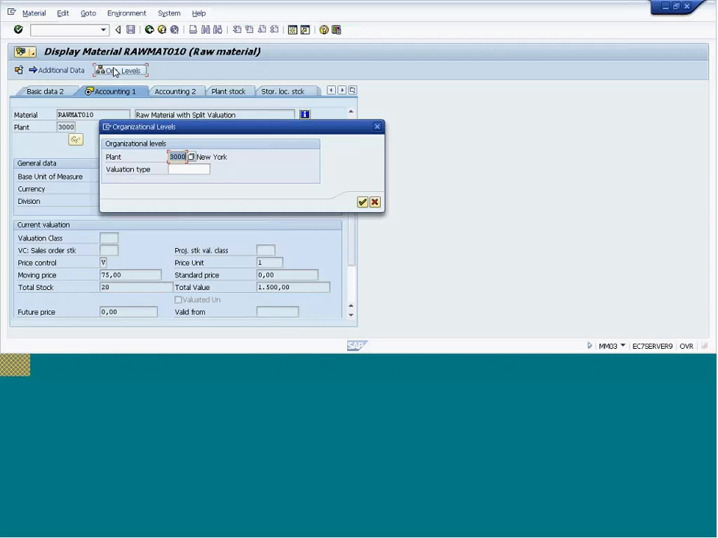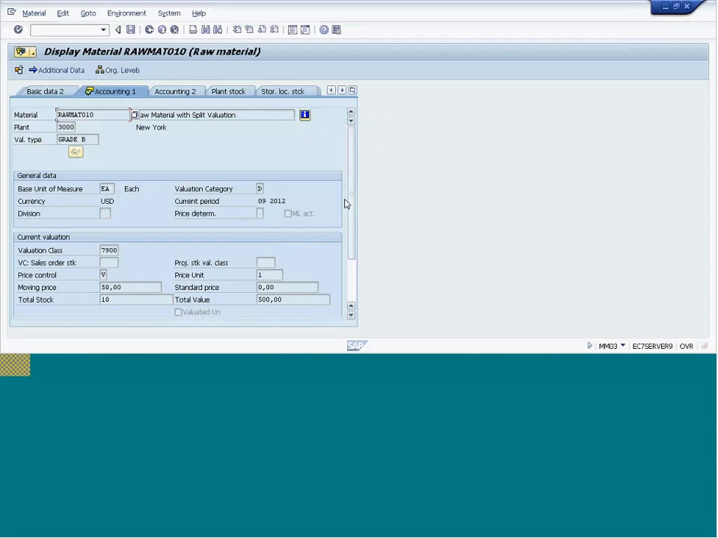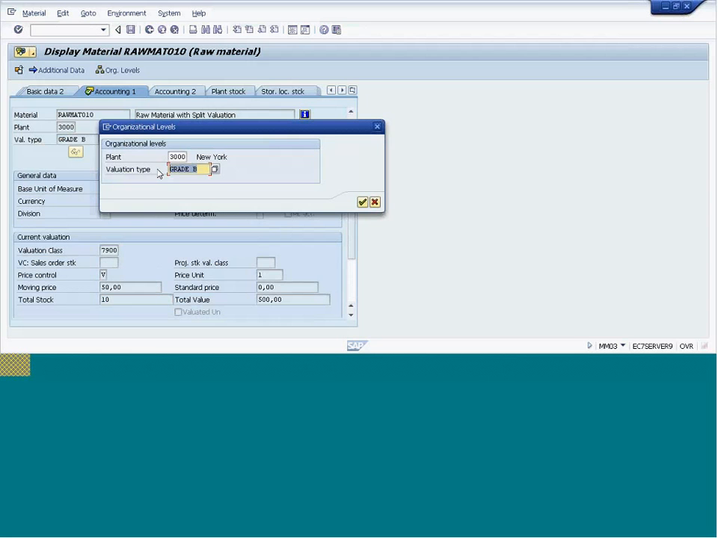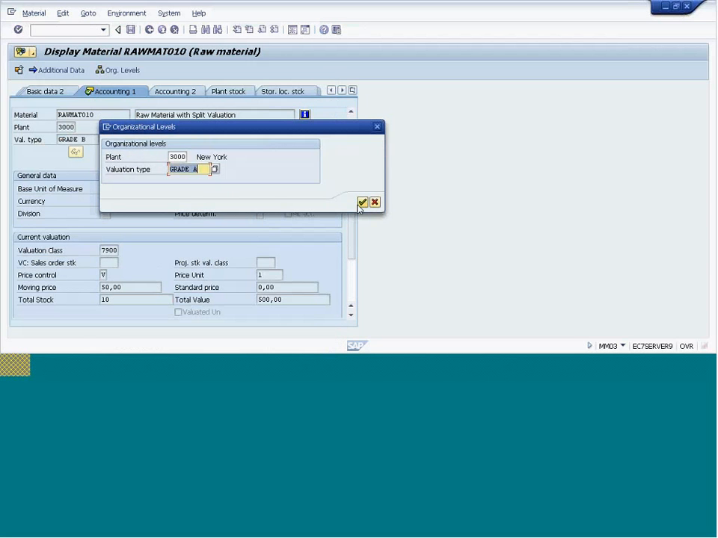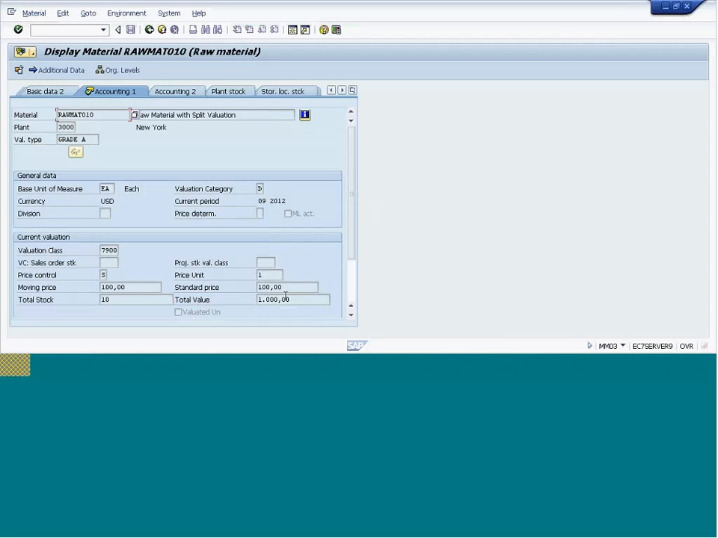Now if I go into the organization level, if I go to B grade, it will show me the quantity there. And if I go to A grade, it will show me the quantity there. So this is called split valuation.